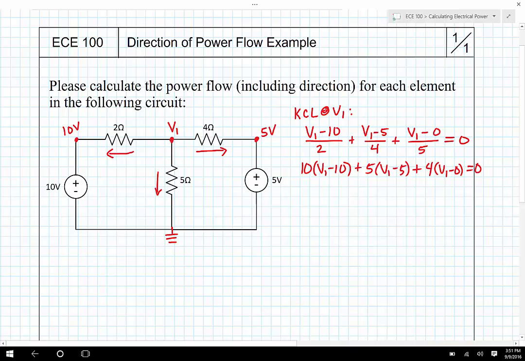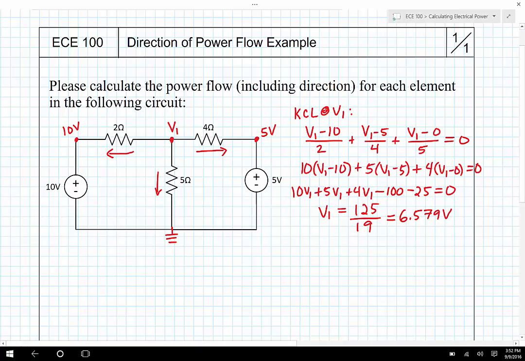And then I can group like terms. So I'm going to have 10 V1 plus 5 V1 plus 4 V1 minus 100 minus 25 is equal to 0. And then, moving the negative 125 over to the other side and factoring V1 out, you get 19 V1 equals 125. So V1 is 125 divided by 19, which it turns out is 6.579 volts. Okay, so we've now found the first step toward our answer.